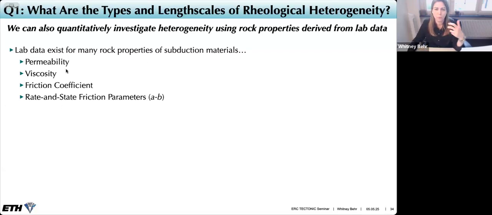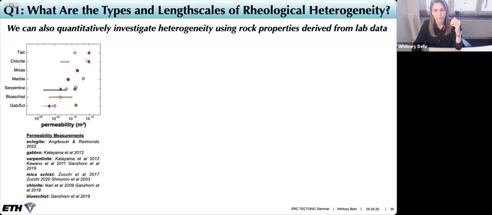And so as part of this study, we've been compiling, and in some cases collected ourselves, data for these 4 key properties for the rock types on Syros. So permeability, viscosity, friction coefficient, and rate and state friction parameters. And I'll walk you through the compilation. It includes many, many references, so you'll see lots of text. Sorry about that, but I'll just highlight some of the key points since it's really a lot of information.